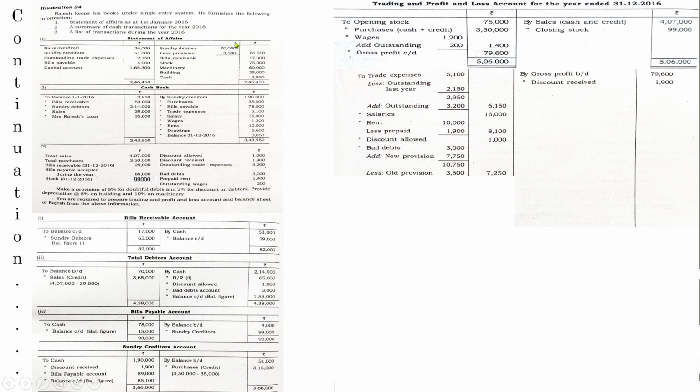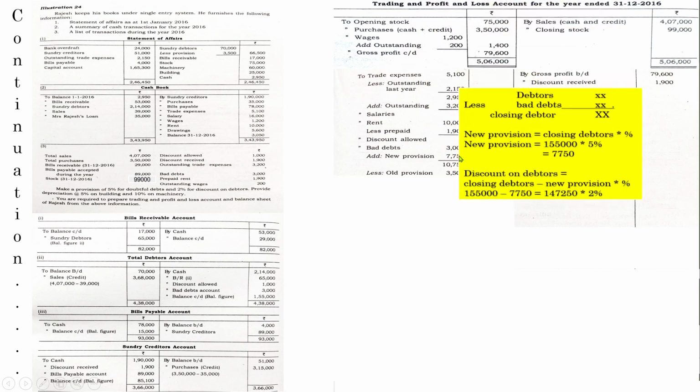See, 70,000 and 3,500 provision. So this is an item relating to opening statement of affairs, so we can assume that this is the old provision during the year. So that old provision has to be adjusted here. And there are no further items relating to bad debts. So how we found out the amount of 7750?